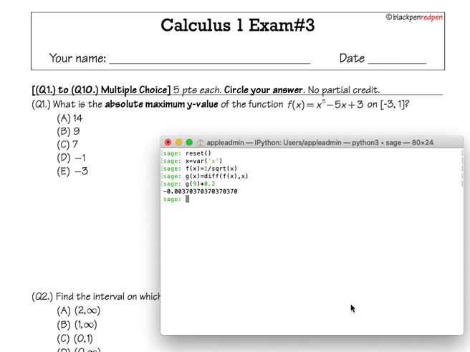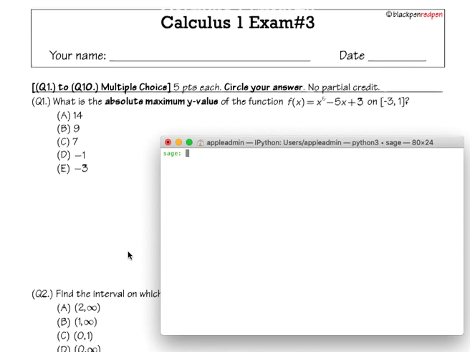Number 3. I know there are occasions during the exam where I talked about using a computer algebra system, and this is an example of using Sage. Let me clear the screen first. I want to go back over the exam with you. We did it at the whiteboard. I certainly did example number 3 with the whiteboard.